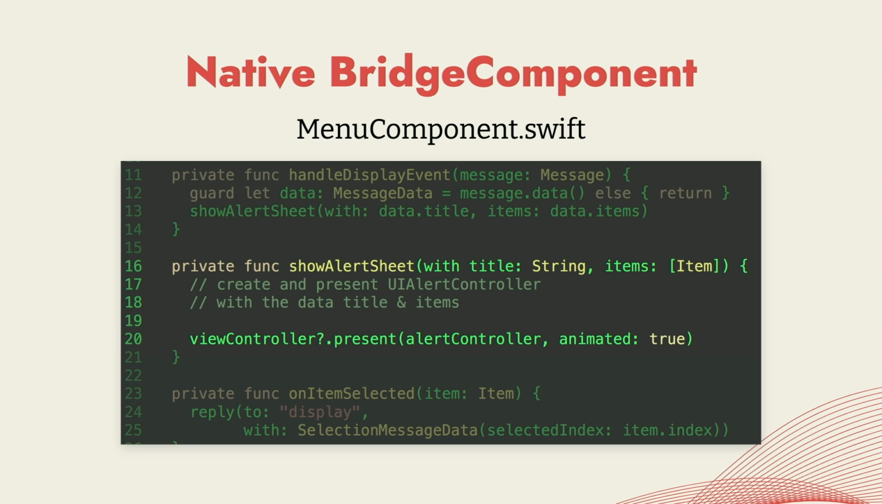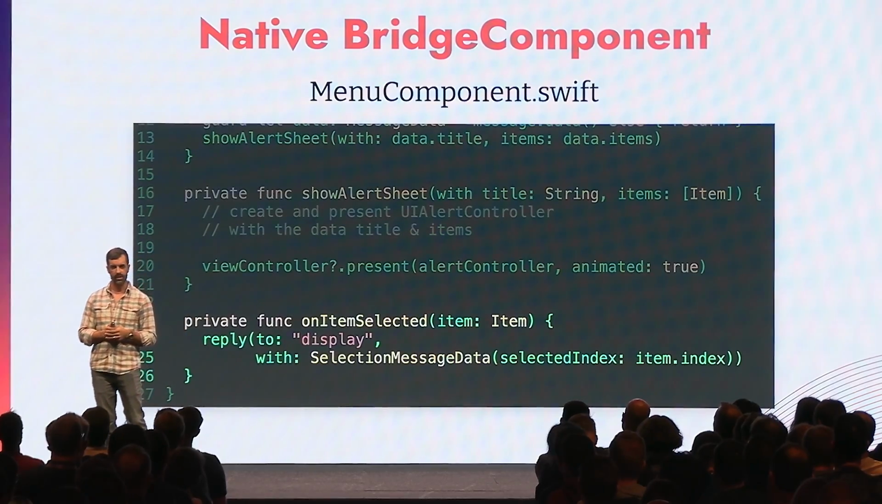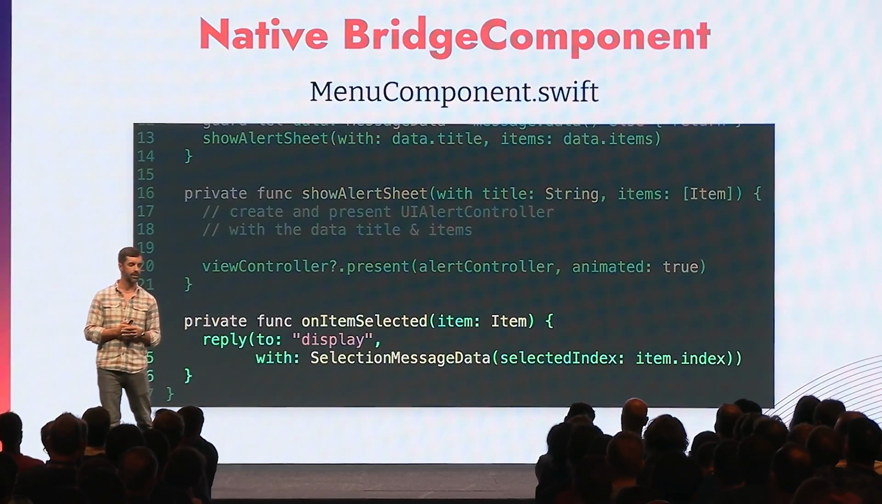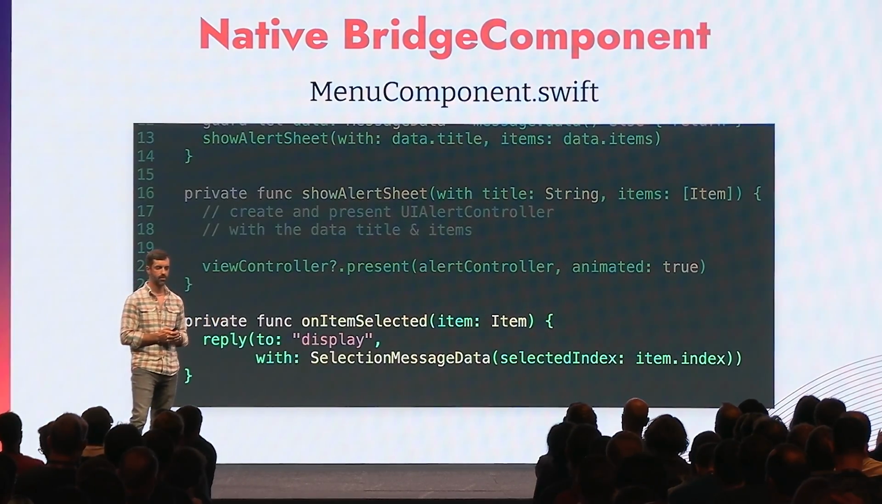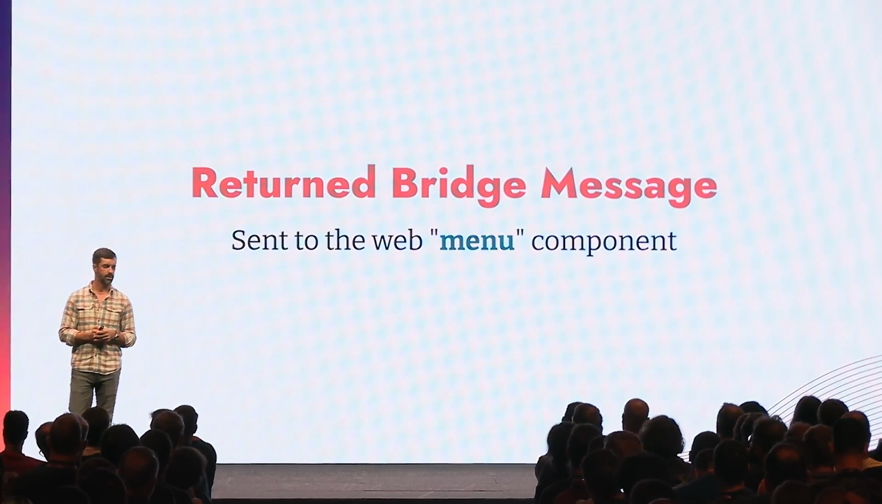So I didn't put all the code here to actually implement the sheet, but it's in our demo app if you want to look at it. We're going to present that sheet, and when an item is tapped, this onItemSelected function will get called. And then we're going to reply back to the message, the display event message, with data. Unlike what we did with the submit button one, this is actually passing data back to the web. So we're going to pass along the selected index of the item that was tapped. And that will return a message back to the web.